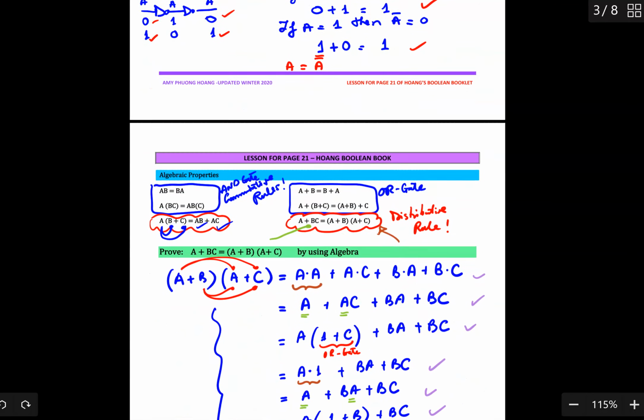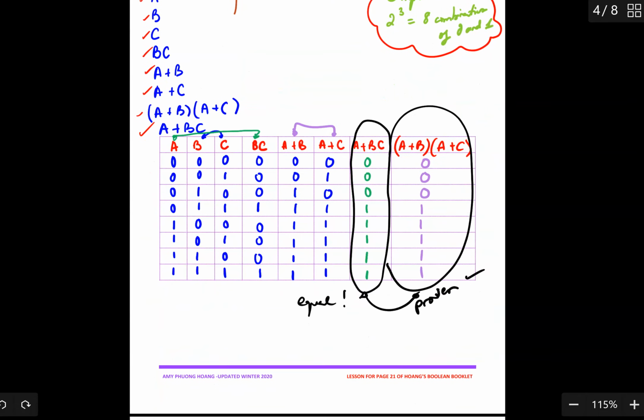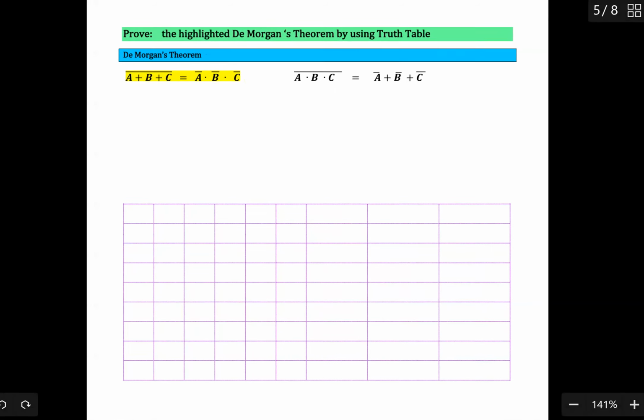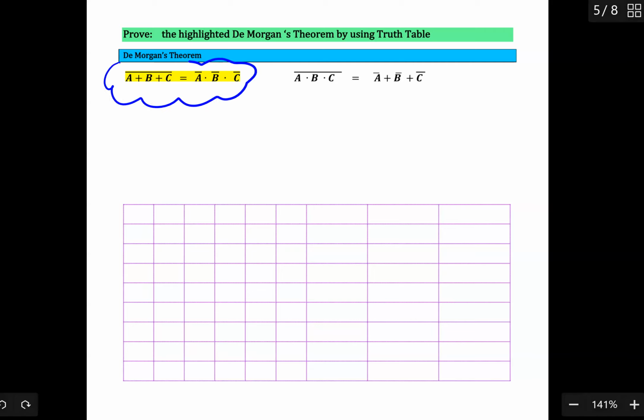And we also proved the distributive rule using algebra and also using the truth table. So let's continue, and we are going to prove this DeMorgan theorem using the truth table. Okay, so we are proving this DeMorgan theorem right here. So proving the DeMorgan theorem, I will analyze what I need to include in my truth table. So I should have A, B, C. Then I found that I have not A, not B, not C.